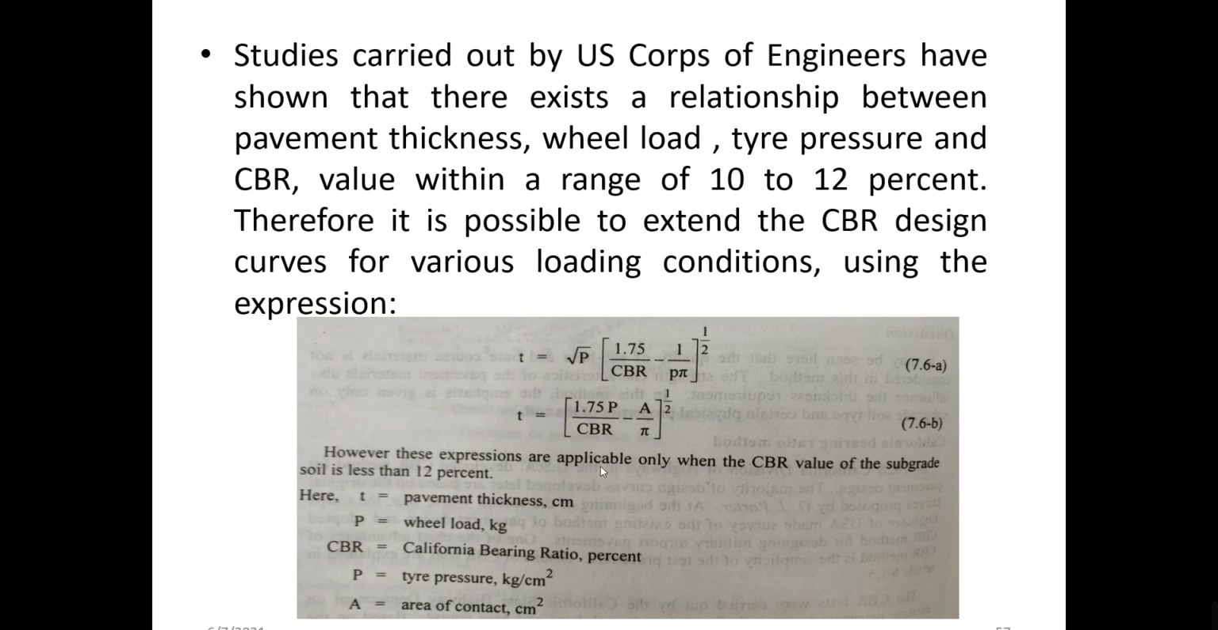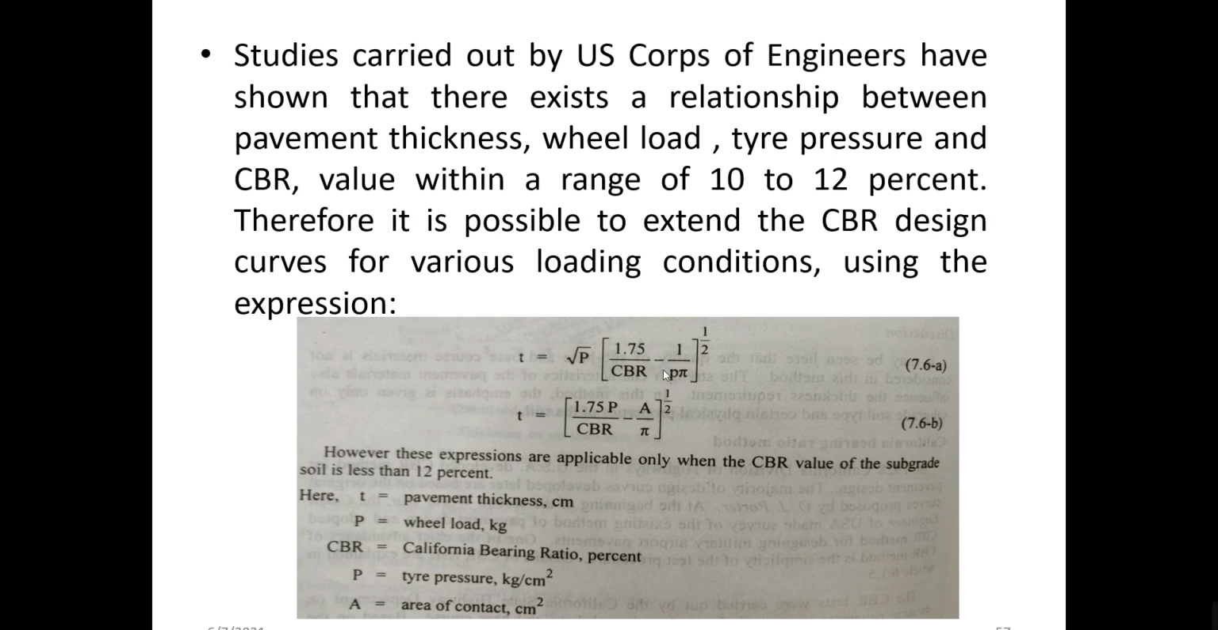Here you can see the expression, where T is nothing but the pavement thickness, which is referred to in centimeters, and capital P is the wheel load in terms of kg. And this is the CBR, California Bearing Ratio, which is expressed in terms of percentage. It doesn't have any unit other than the percentage, and this is small p.